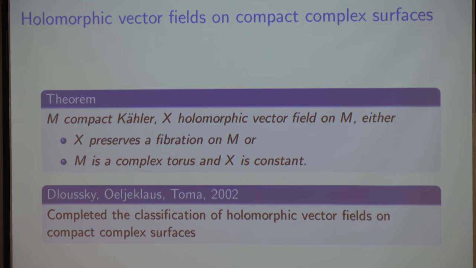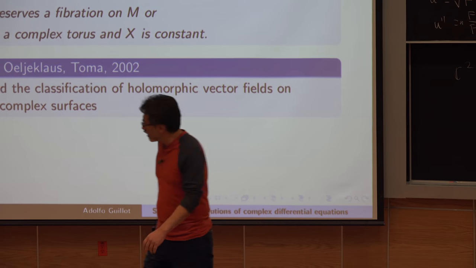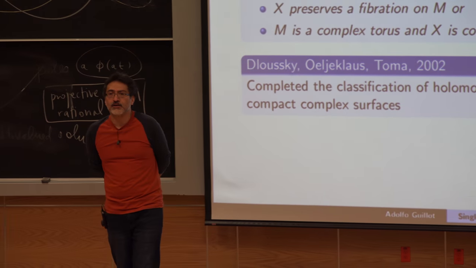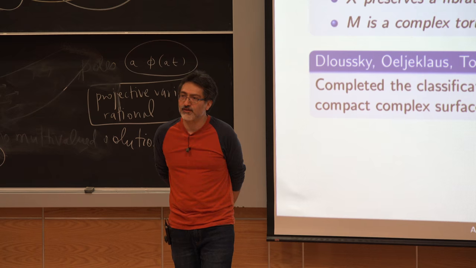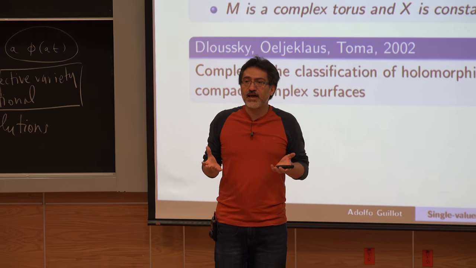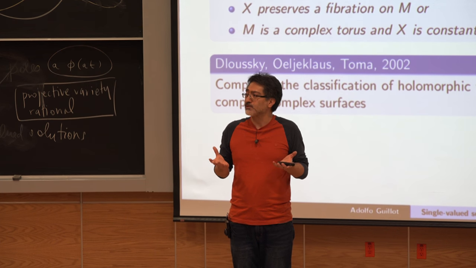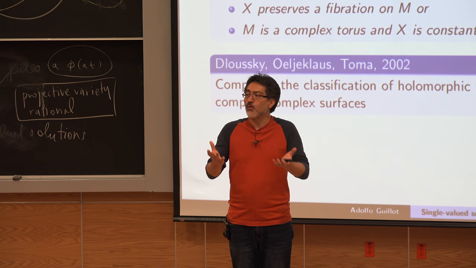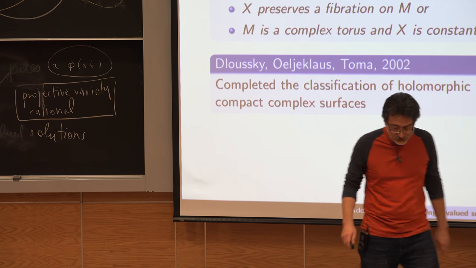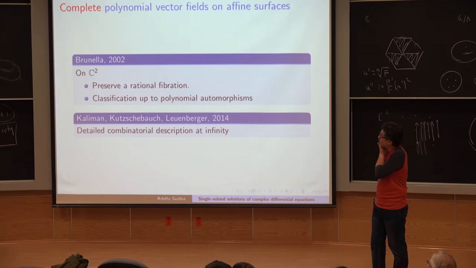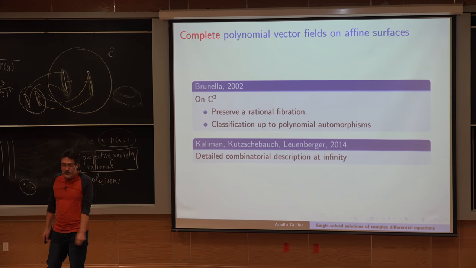Okay, so this relates a lot to what many people have been interested in: understanding polynomial vector fields on affine varieties. We have this extra property that not only do they have single valued solutions, but they actually have solutions defined for all time, so that they induce some biholomorphic mappings of the underlying algebraic varieties, not necessarily algebraic mappings, just holomorphic. So let me just give two statements. There's one by Marco Brunella in 2002. We can consider complete polynomial vector fields on affine surfaces.